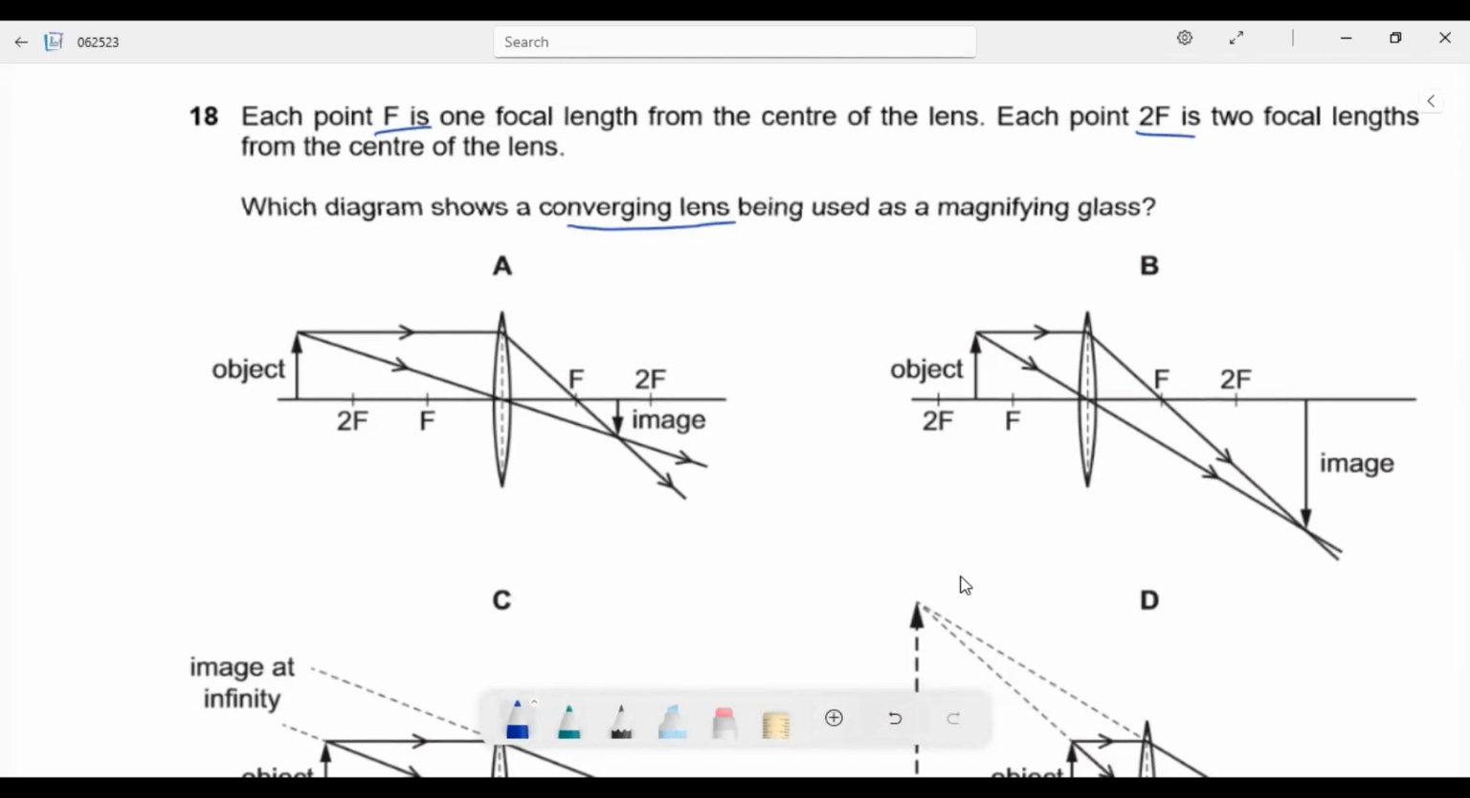So, when your object is placed between the focus and the converging lens, in between we are placing the object, the image will be upright. The image will be upright, magnified and virtual. It will be a virtual image, magnified and upright.